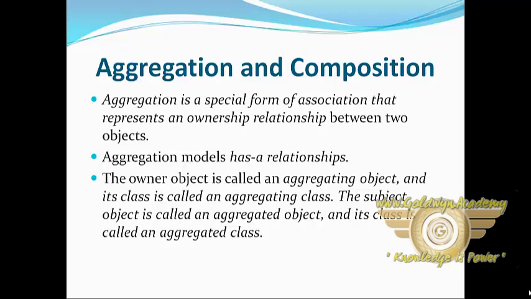If an object is exclusively owned by an aggregating object, the relationship between the object and its aggregating object is referred to as a composition. For example, a student has a name is a composition relationship between the student class and the name class, whereas a student has an address is an aggregation relationship between the student class and the address class, since an address can be shared by several students.